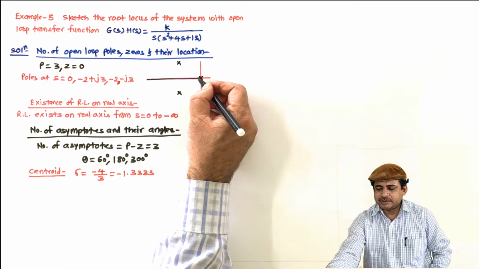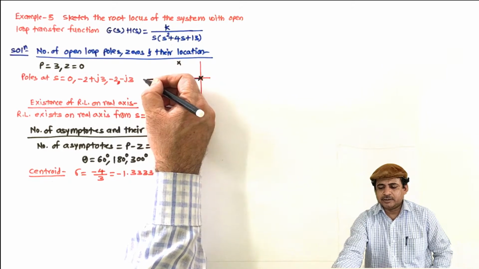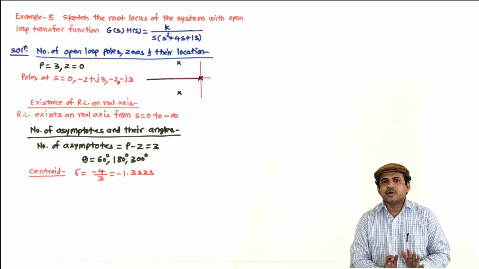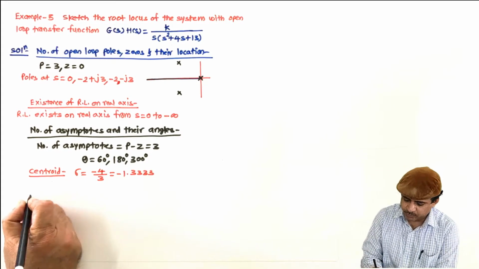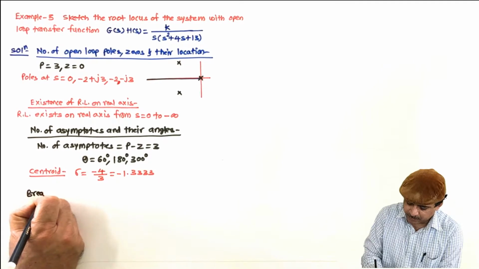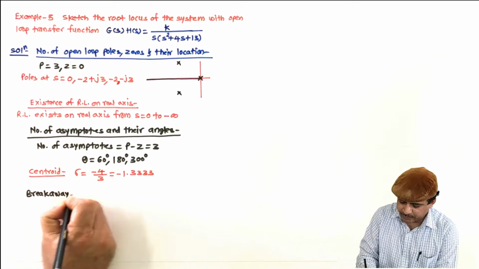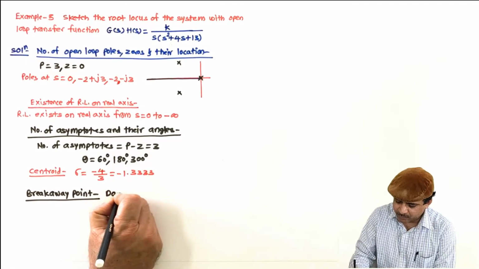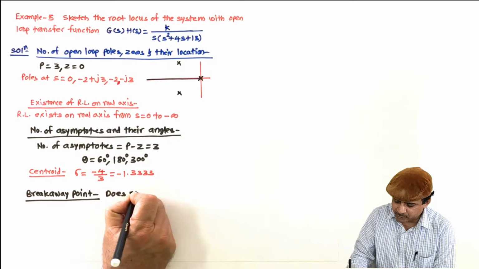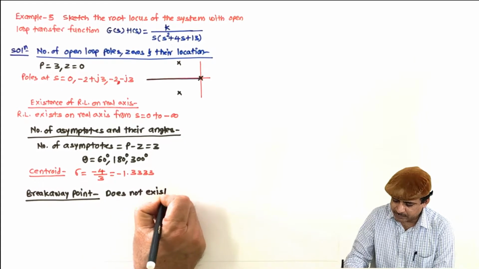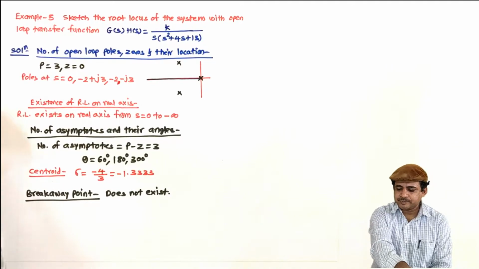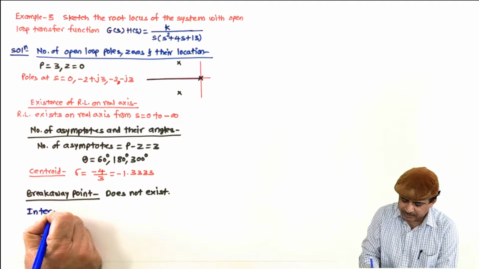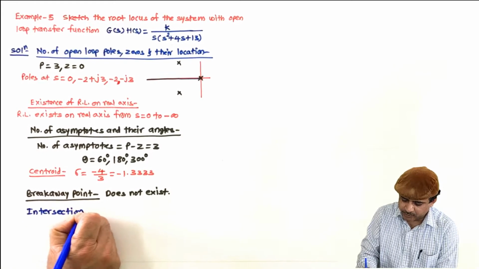In this case, as the root locus exists on the real axis in the entire left half of S plane, breakaway point does not exist. So breakaway point does not exist. Then intersection with imaginary axis, that is also called as j omega crossover.